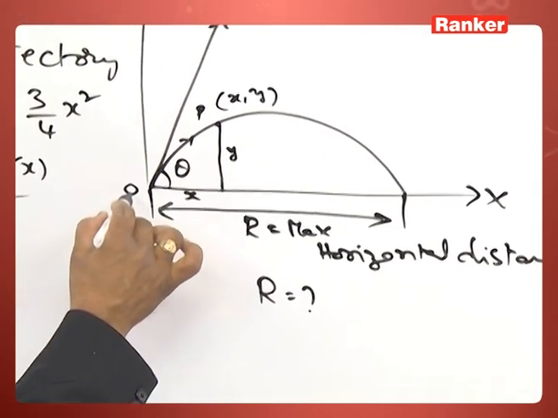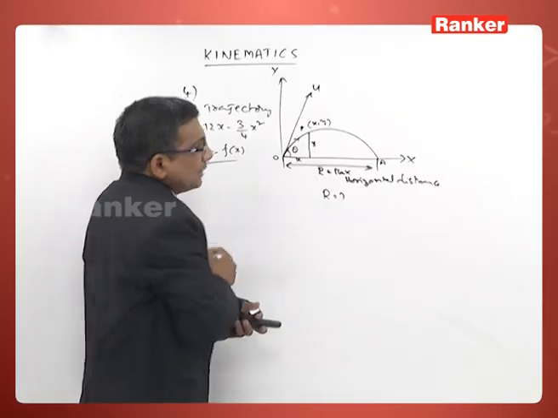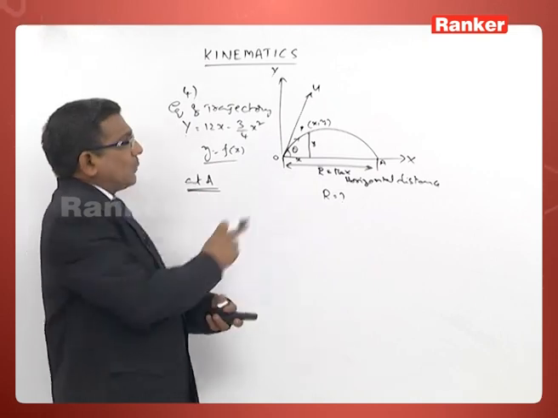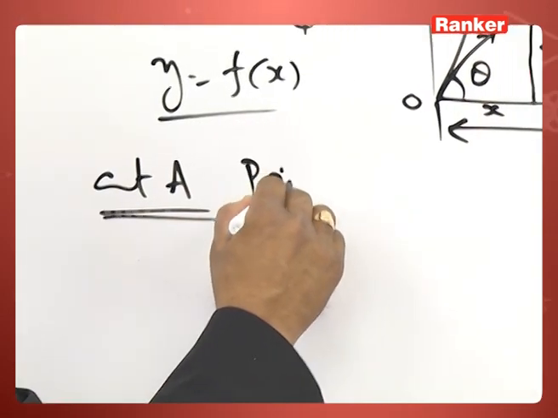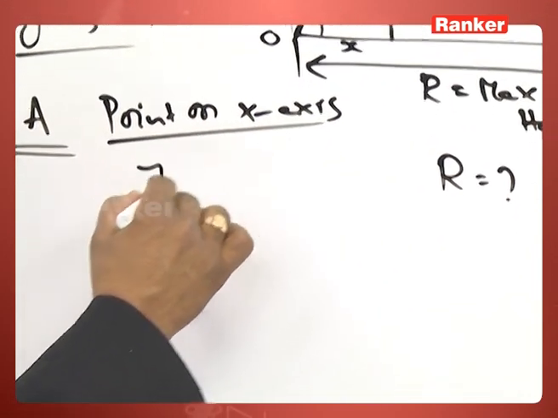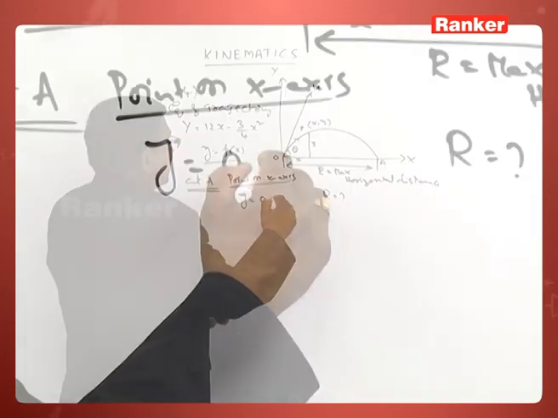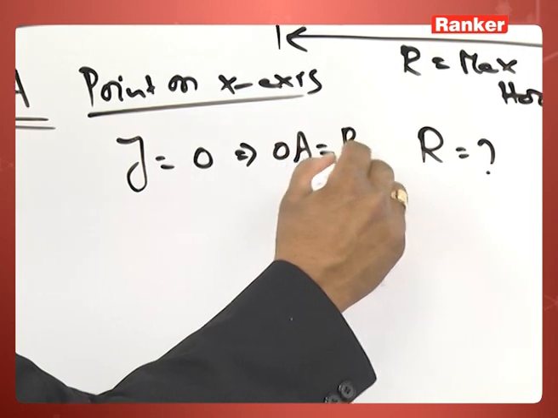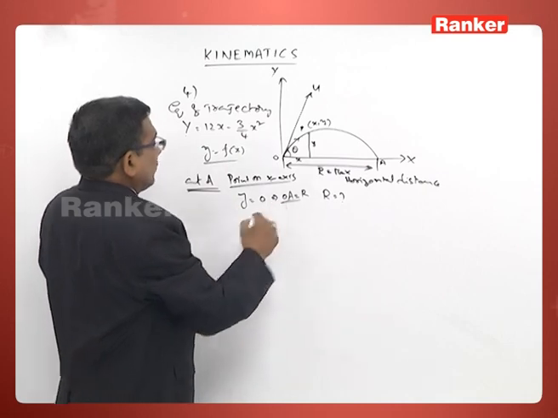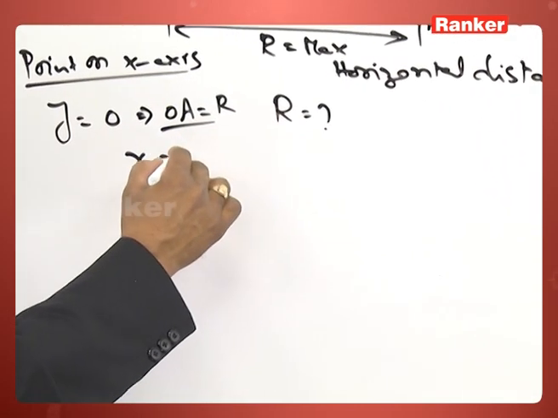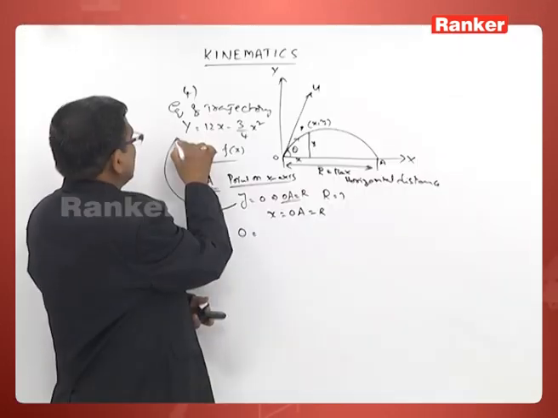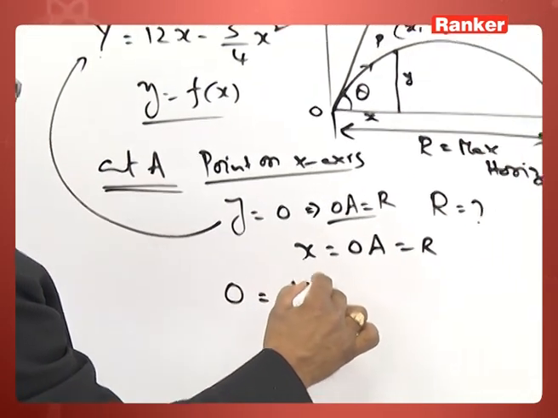Maximum horizontal distance means when you have projected from O, it is reaching to A. So, at A, simple mathematical knowledge, coordinate geometry knowledge if you apply, at A what happens? A is a point on x axis. Point on x axis means y coordinate is what? 0. Then this implies OA is equal to range R. As this is a point on x axis, y coordinate is 0. Y coordinate is 0 means here x, OA is equal to R, means x is equal to R.